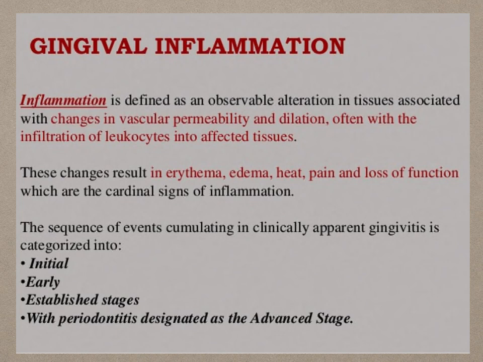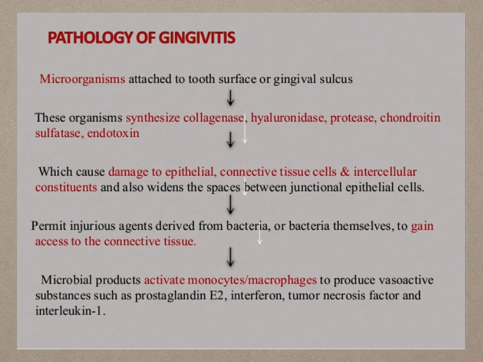The sequence of events culminating in clinically apparent gingivitis is categorized into initial, early, established, and, with periodontitis, designated as the advanced stage. Now, what's the pathology of gingivitis? It's first microorganisms attached to the tooth surface of the gingival sulcus. These organisms start synthesizing collagenase, hyaluronidase, protease, chondroitin sulfatase, and endotoxins after attaching onto the tooth surface.